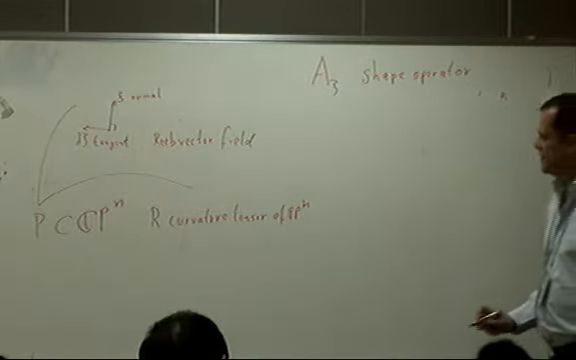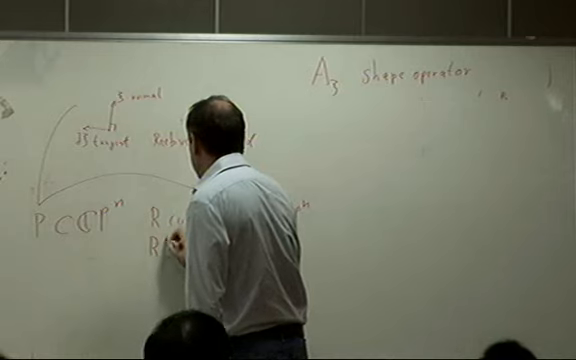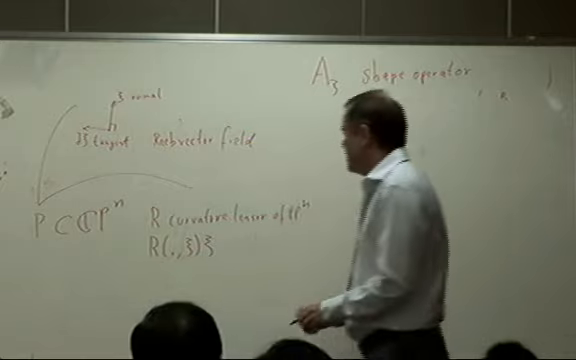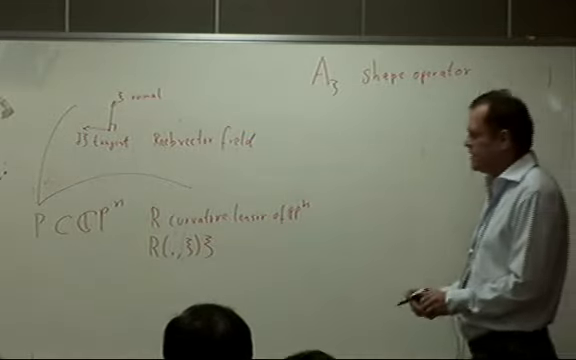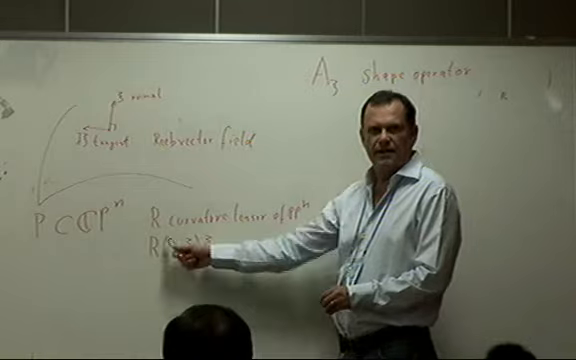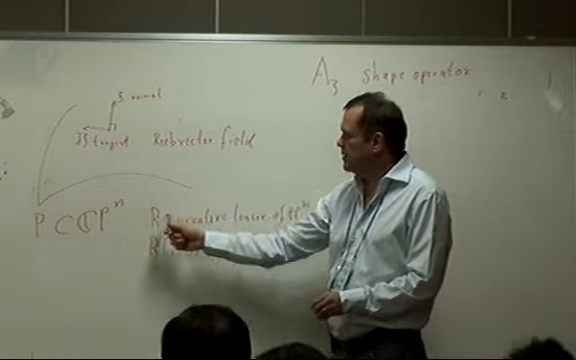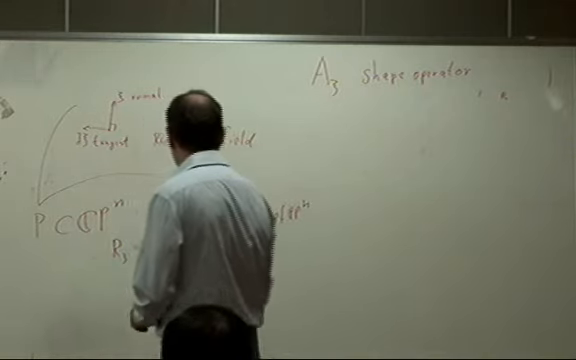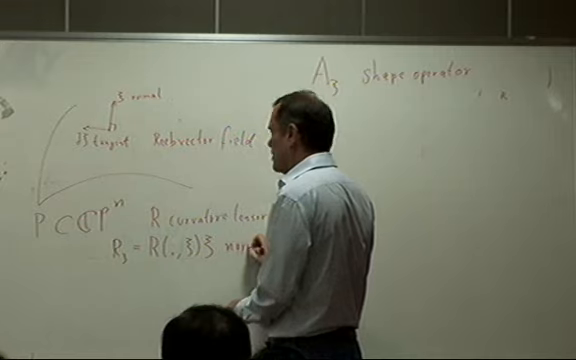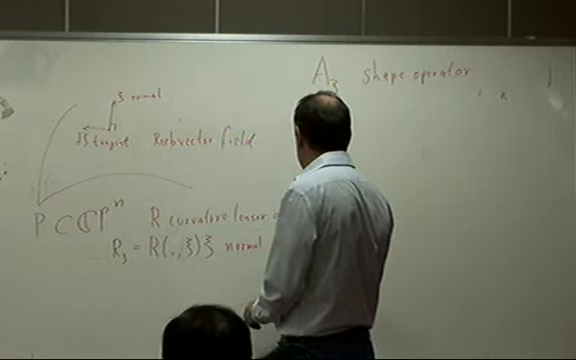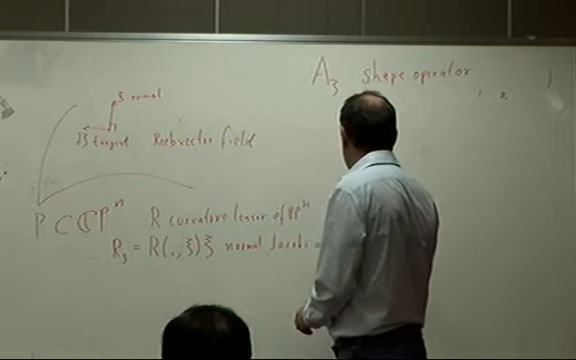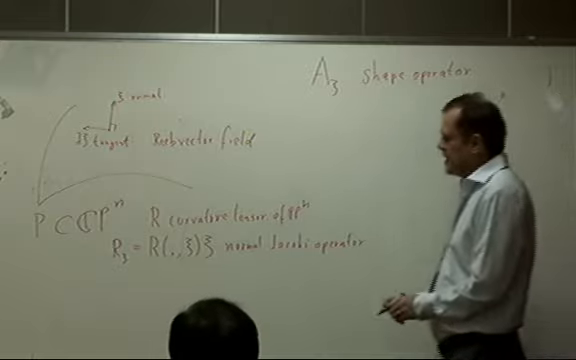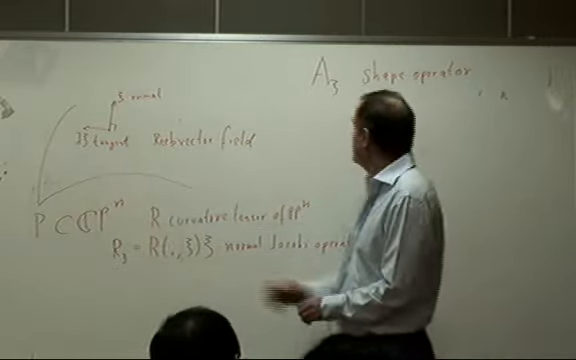And so what we then insert is the normal vector in two of the three slots of the curvature tensor of the ambient manifold CPN. So denote this by R psi. What is this called? Normal Jacobi operator. Okay. That's also a symmetric tensor field on the hypersurface.